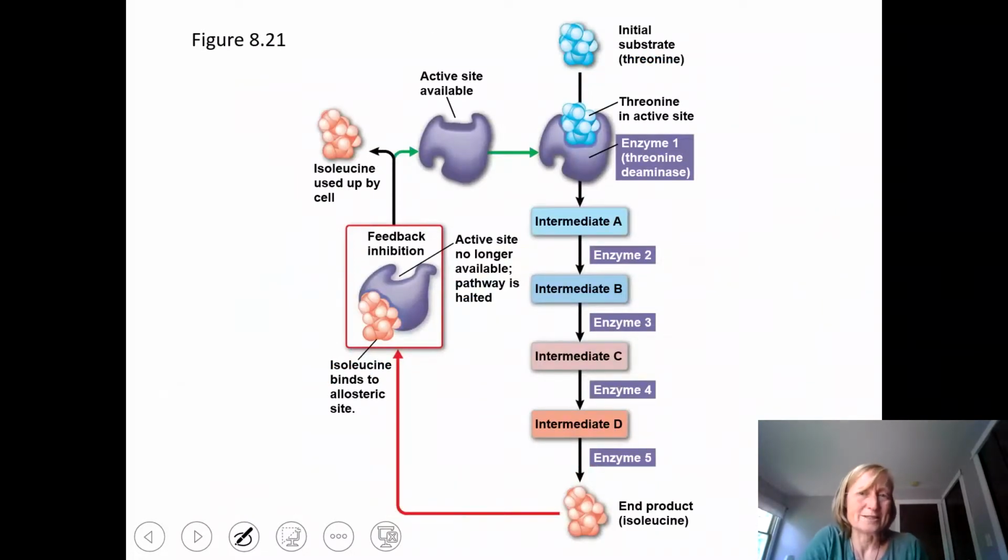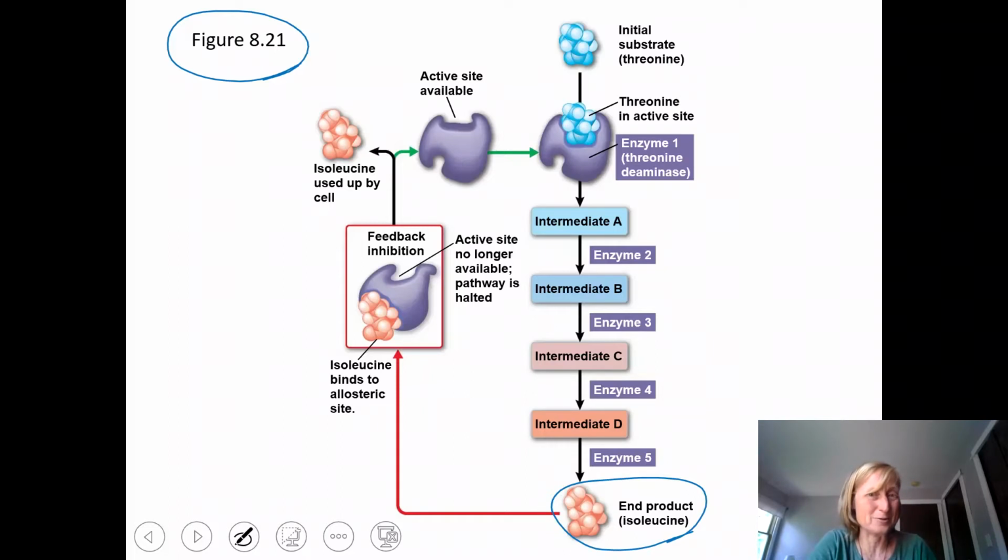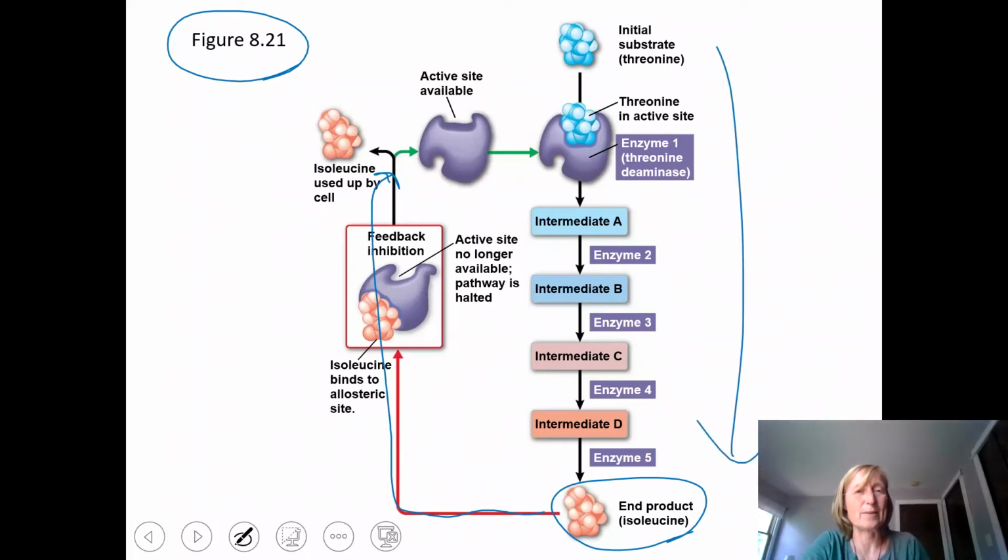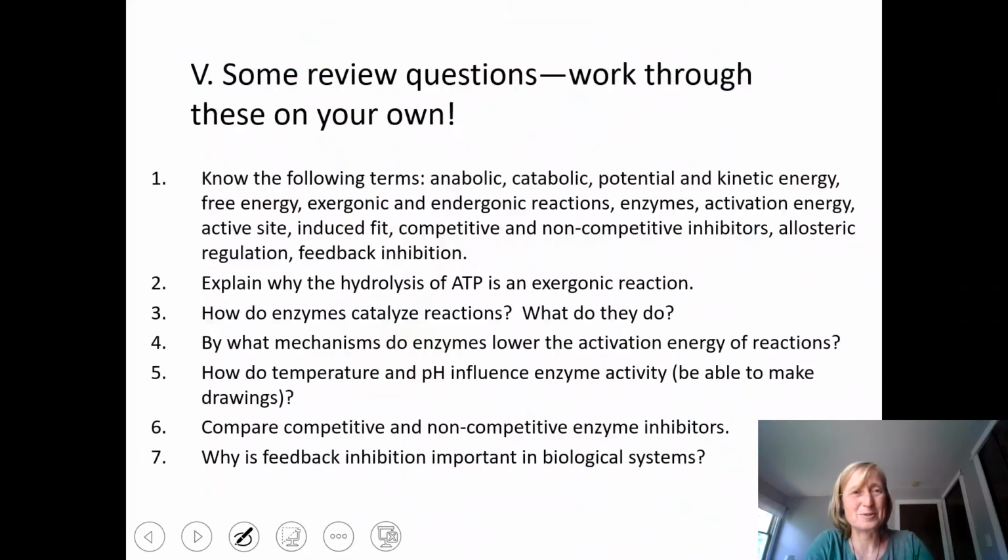There are actual examples of feedback inhibition. This is one of them. You can check out figure 8.21 to take a look at how feedback inhibition is used to regulate the production of an amino acid called isoleucine. Okay? And we see that isoleucine, the end product, is an inhibitor of an enzyme early in the pathway. So that typically is what happens. A product late in the pathway inhibits an enzyme early in the pathway to shut that enzyme pathway down if there's a lot of the end product available.